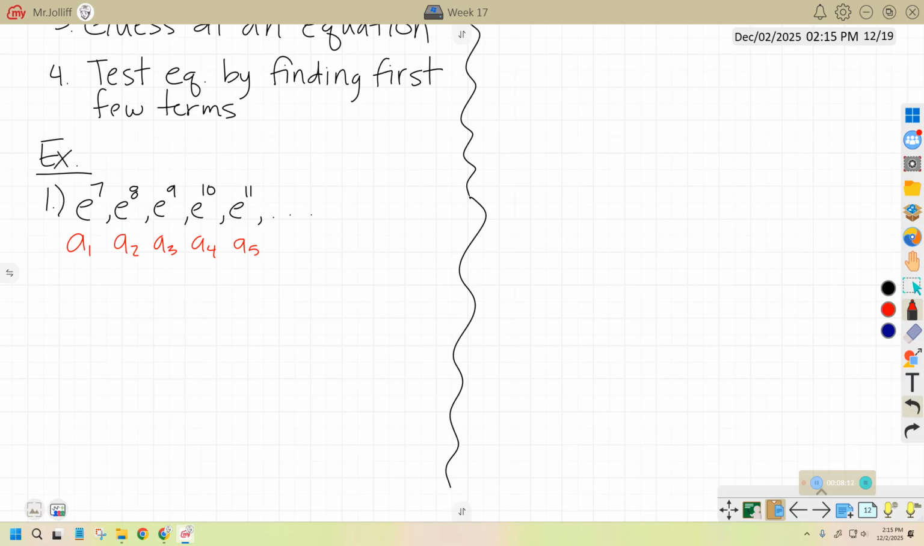Looking at that sequence, e to the 7th, e to the 8th, e to the 9th, what patterns do you see? Raise your hand when you think you spotted a pattern. Yes, sir. What do you see? e is the natural base, 2.5 something, something. It's just a number.